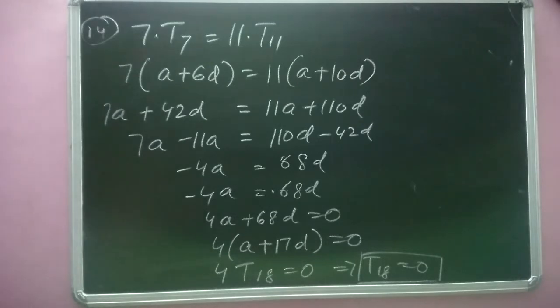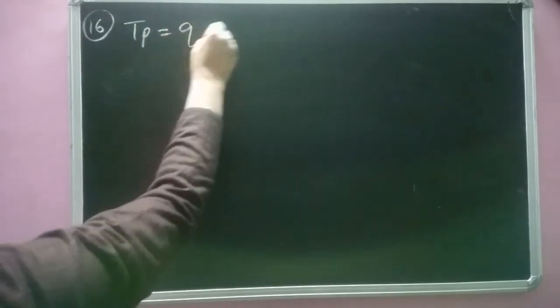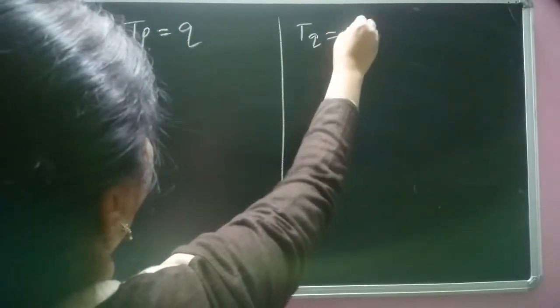In the next question, again 2 terms are given in terms of P and Q, and you have to find the mth term, Tm, again in terms of P and Q. So it is given that the Pth term Tp is Q and the Qth term Tq is P.